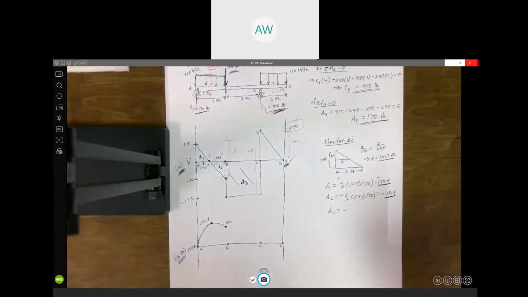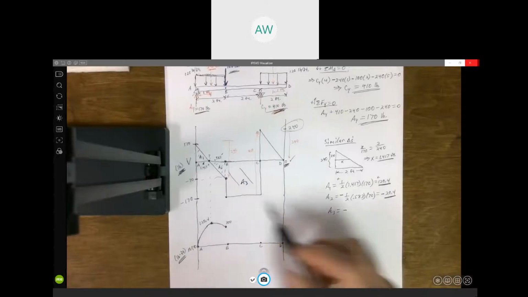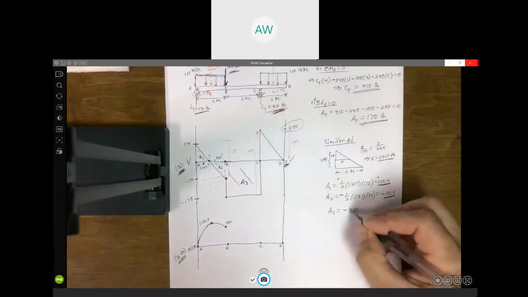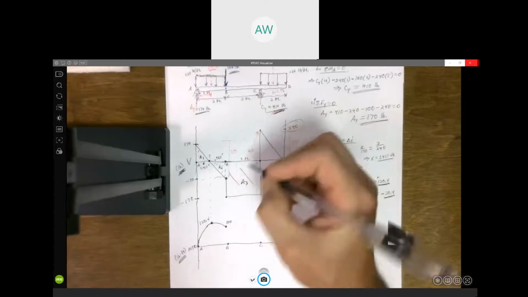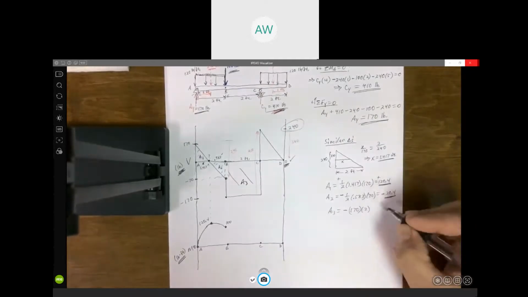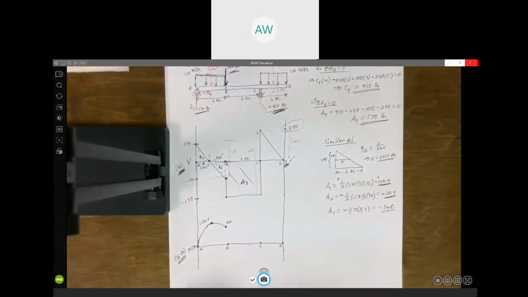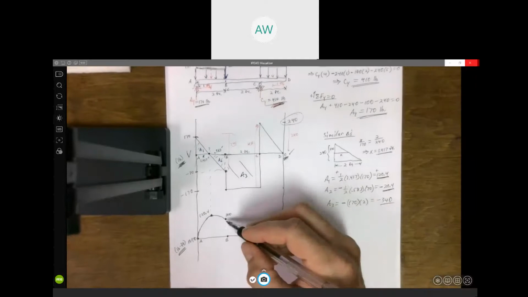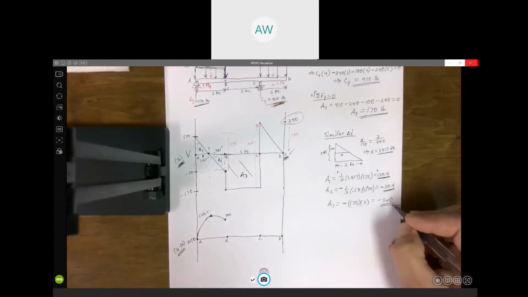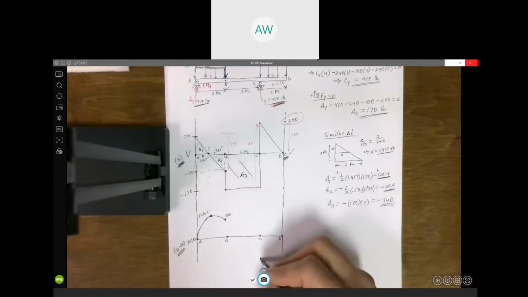Right, it's negative. We're going to go down whatever that area is. And it's a rectangle, height times width, 170. And from B to C, this is 2 feet. So 170 times 2, 340. So we go down 340. So if I'm at 100, I go down 340, that's going to put me at negative 240.